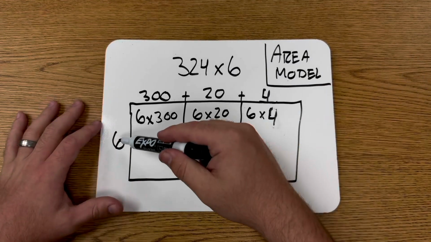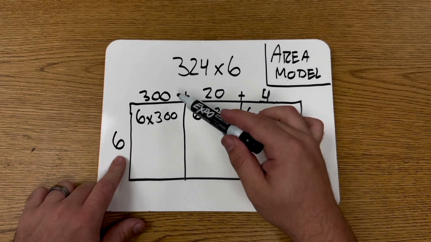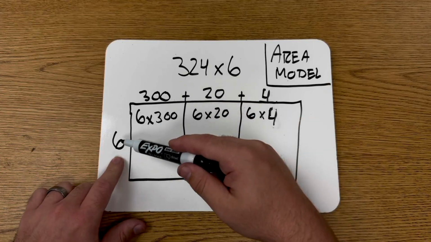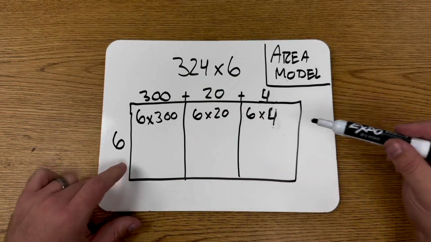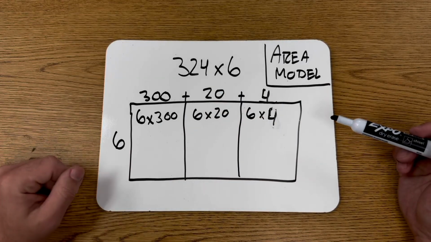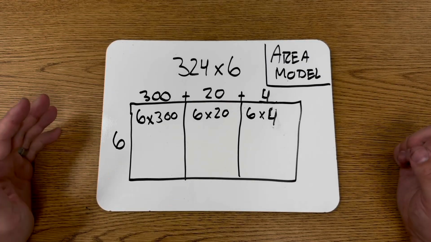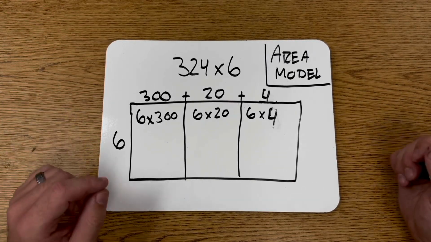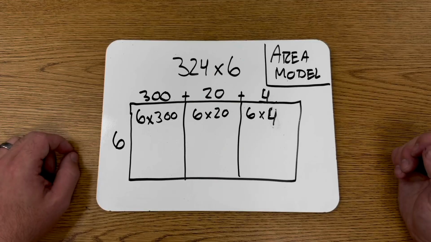And what we're doing is multiplying our 6 times each of these different numbers: 6 times 300, 6 times 20, and 6 times 4. So we come over here to solve 6 times 300, and I look at that and I'm like, man, that's a big number. I don't know if I can solve 6 times 300. I've never done anything like that.